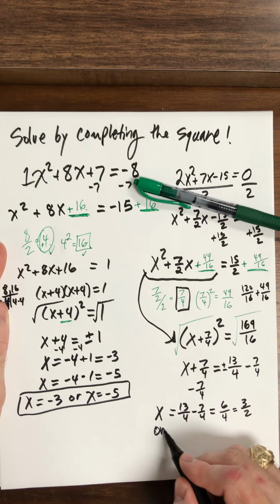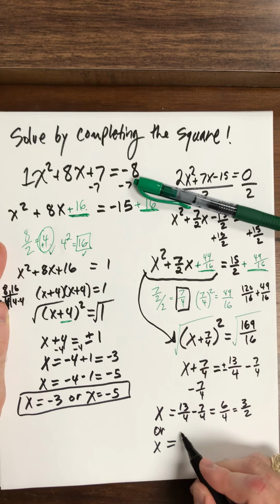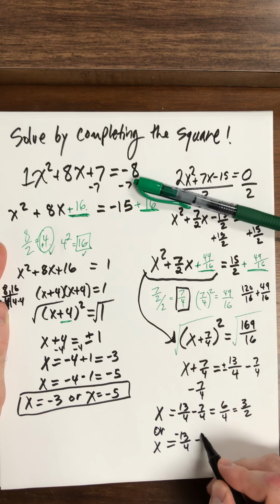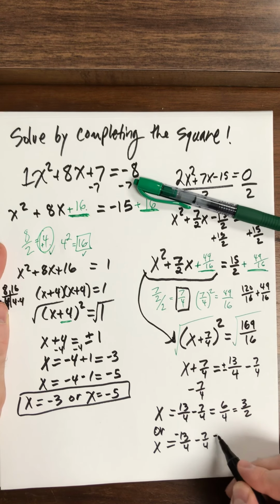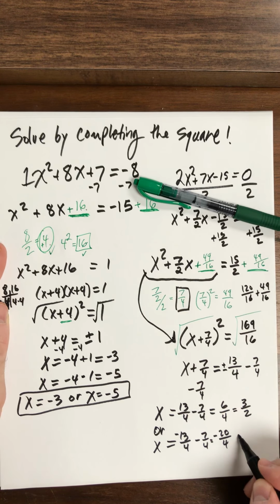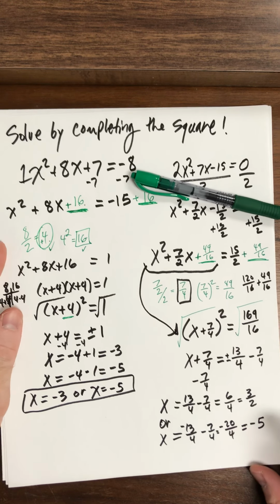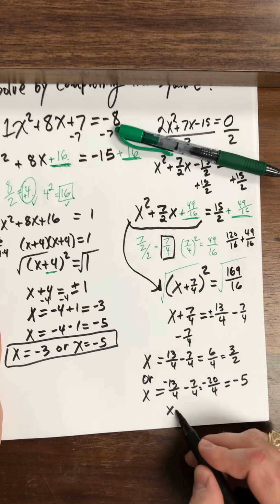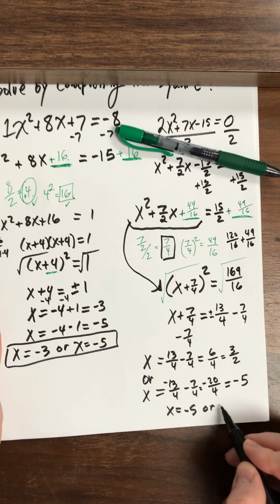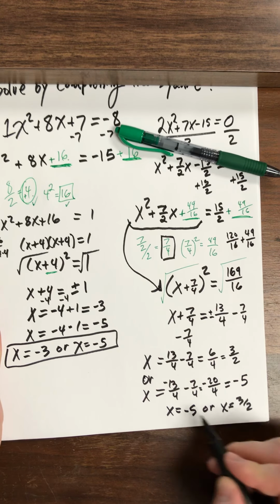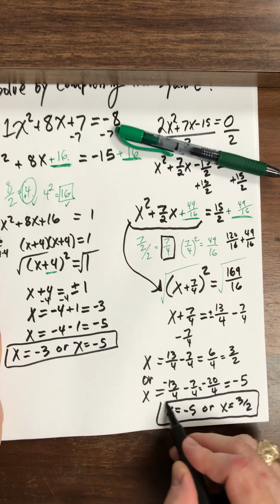And then I have x equal to negative 13 over 4 minus 7 over 4, which is negative 20 over 4, which is negative 5. So my answer: x equals negative 5 or x equals 3/2. Okay.